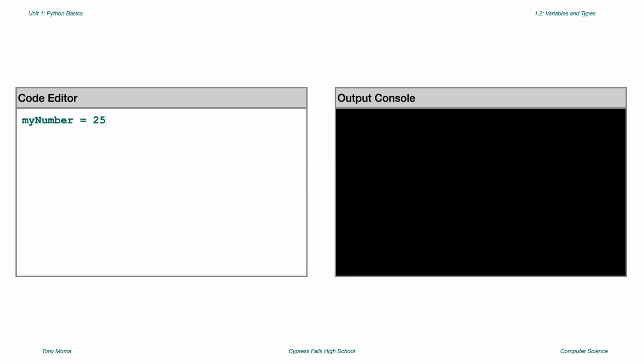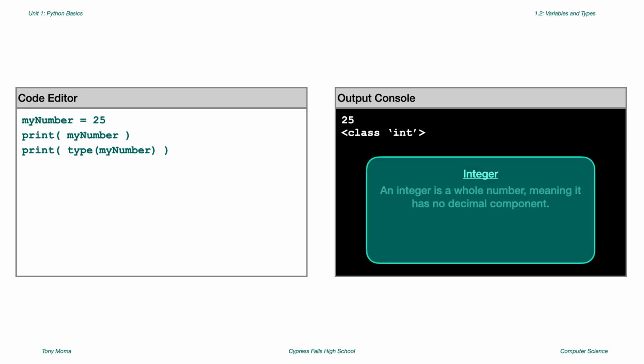Here's another example of creating a variable in Python. In this case, I gave my variable the name myNumber, and I gave it the value 25. Hence, when I print it out along with its type, I get the value 25, and for the type, I get int. What is an int? An int is short for integer. An integer is a whole number, meaning it has no decimal component. Examples include 0, -8, 25, so on and so forth. As you can see, an integer can be positive, negative, and 0.